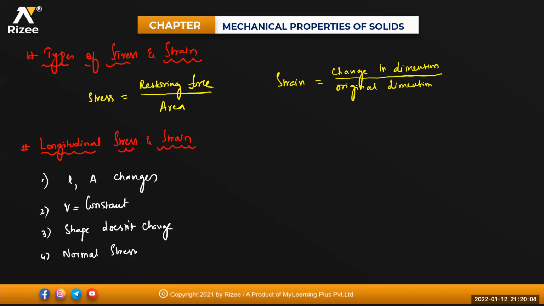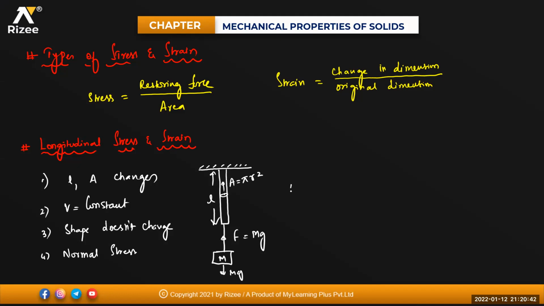Okay? That means if I'm taking some wire like this, this is your wire. When we apply certain weight to this one, capital M, the force which has been developed in this wire, F will be equal to how much for me? M into G, because weight of the body is acting in the downward direction. So this is your original area. Area will be equal to pi into R square. This is your original length. Length will change, area will change, but volume will remain constant.